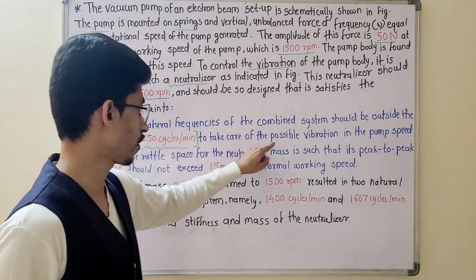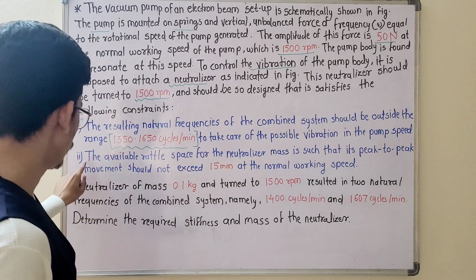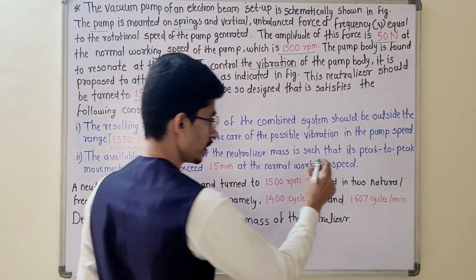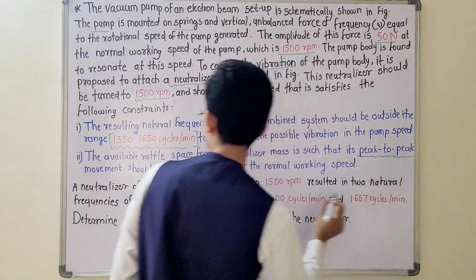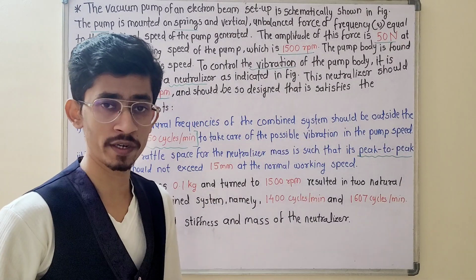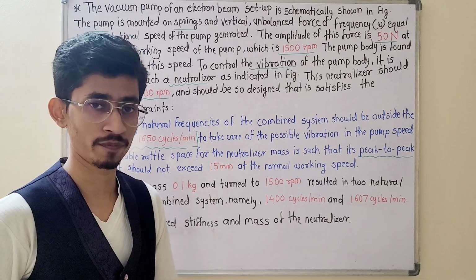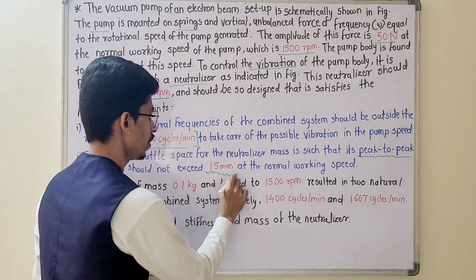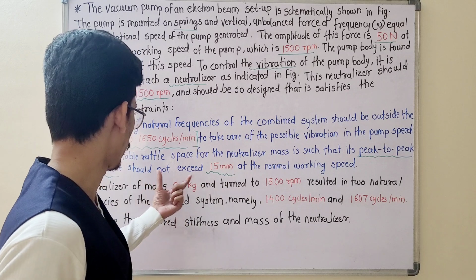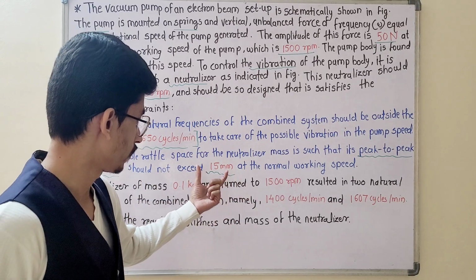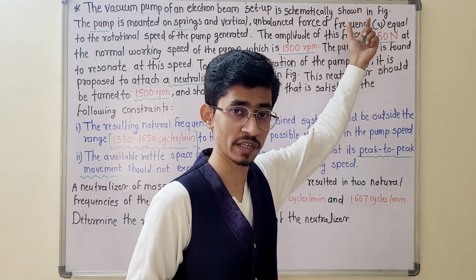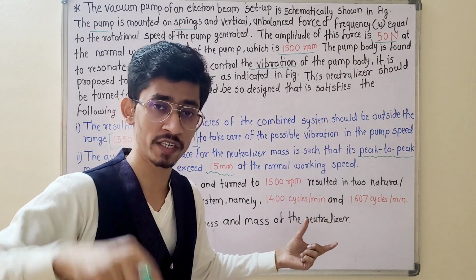To take care of possible variations in the pump speed, the available rattle space for the neutralizer mass is such that its peak to peak amplitude or movement, that line is very important, should not exceed 15 mm. So we need to take this constraint also into account while designing the mass of the neutralizer. Peak to peak movement should not exceed 15 mm, and this 15 mm is important with respect to the force amplitude. The force amplitude is 50 Newton and the peak to peak movement is 15 mm.